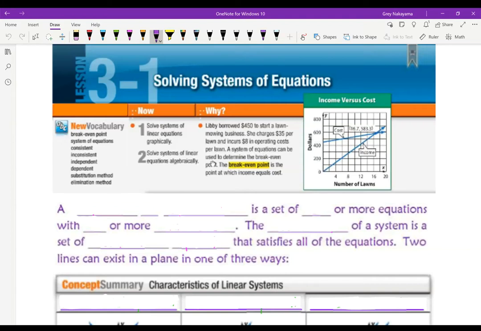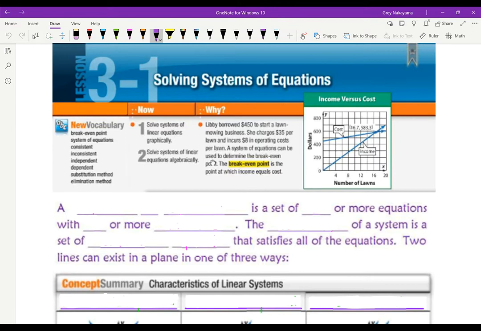Okay, today's lesson is 3.1, Solving Systems of Equations. So to make sure that you know what that is, y'all have done this before, so it should not be very easy. I'm going to go through it quickly, but the actual notes have all the examples worked out.